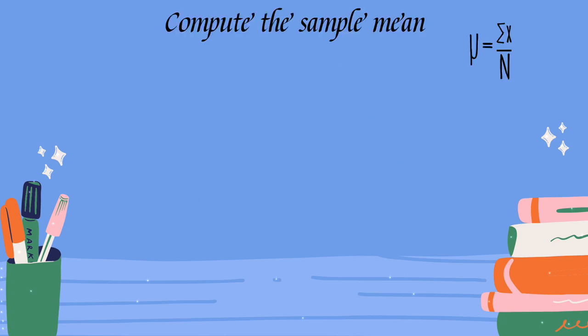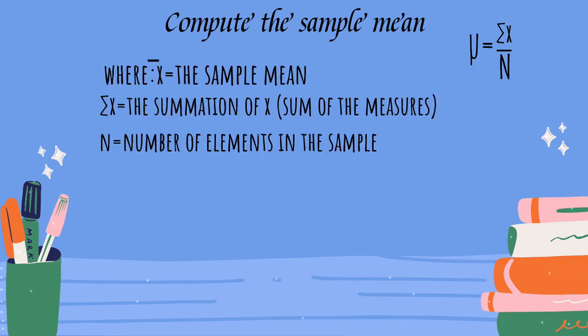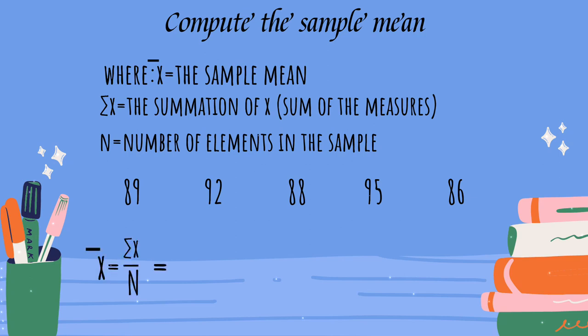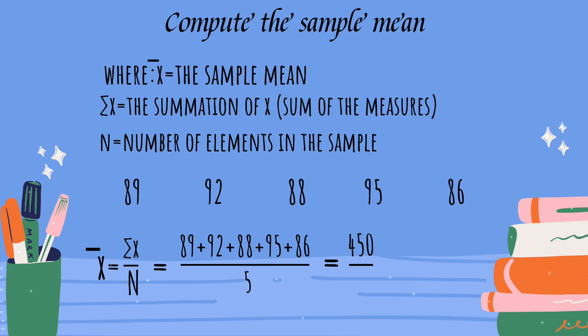To compute the sample mean, it is just the same process, but the difference is its symbol. Where x bar is the sample mean, the summation of x is the sum of the measures, and n is the number of elements in the sample. So here are the 5 we selected from the 10 scores. To compute the sample mean, here's the formula. X bar is equal to the summation of x over n. And 89 plus 92 plus 88 plus 95 plus 86, over 5, is equal to 450 over 5, which is equal to 90.